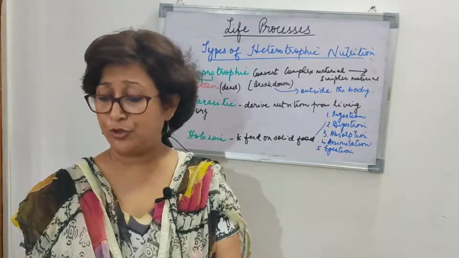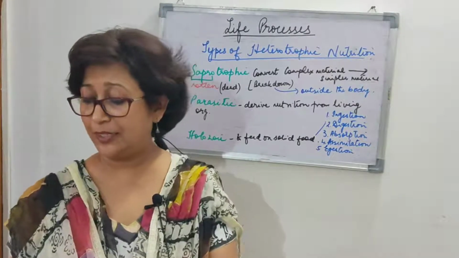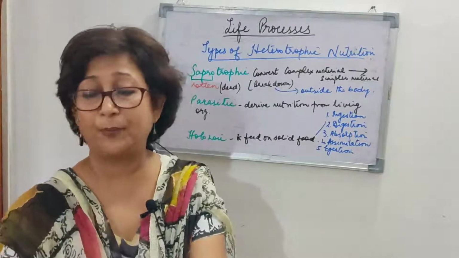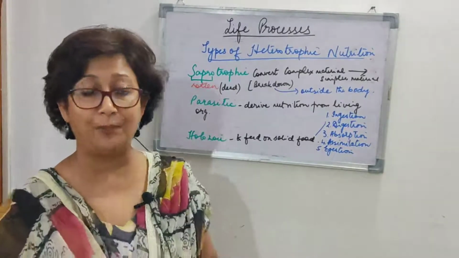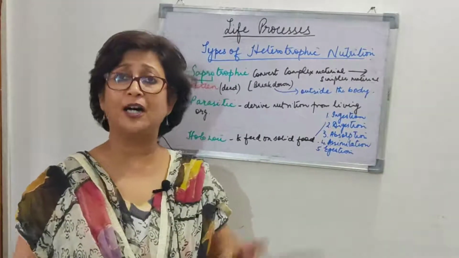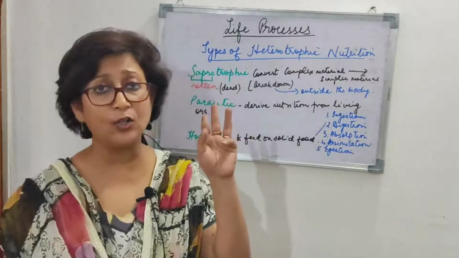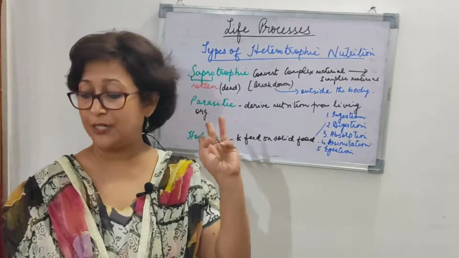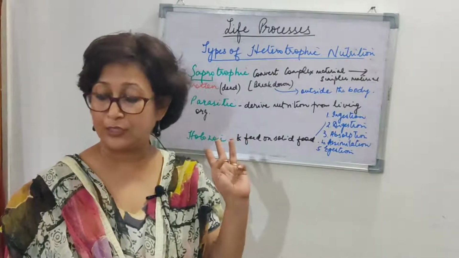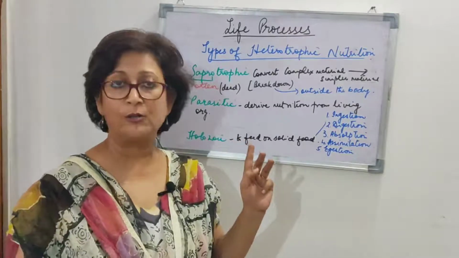When we talk about nutrition in animals, we see that the animals are divided into 3 groups on the basis of their food habits. The 3 groups are herbivores, carnivores and omnivores. Herbivores are plant eating animals. Animals that eat only plants are called herbivores, like cow, goat, buffalo.